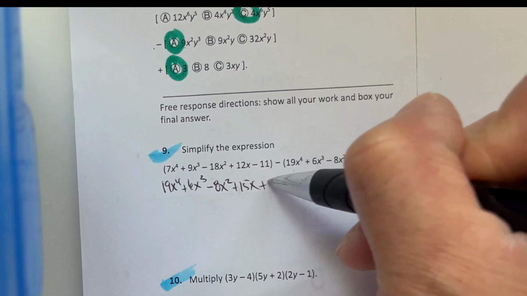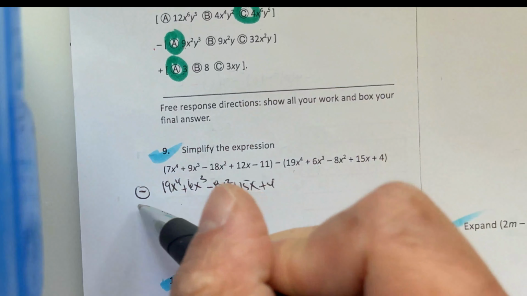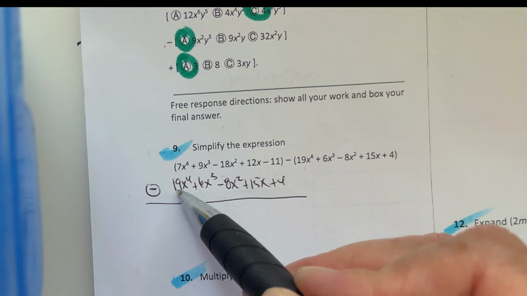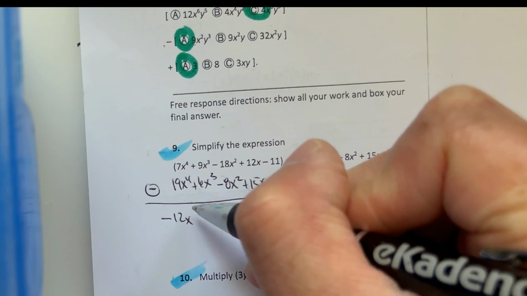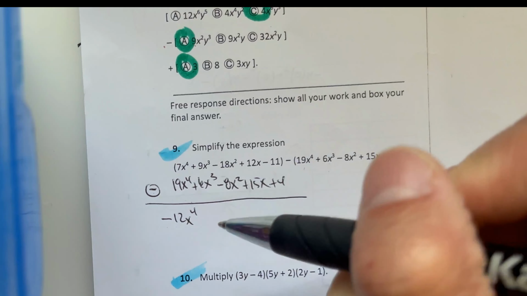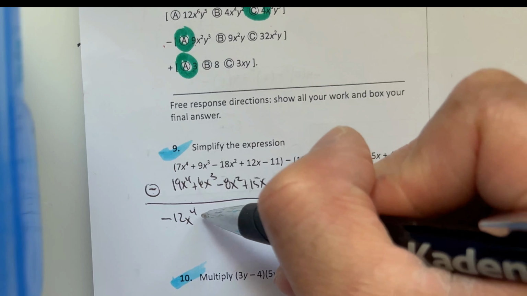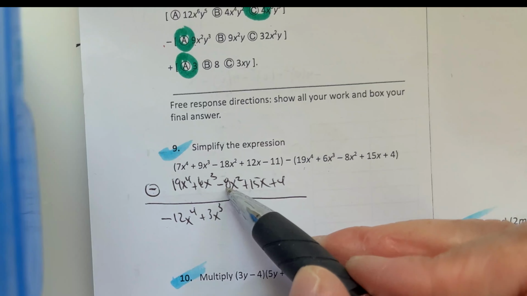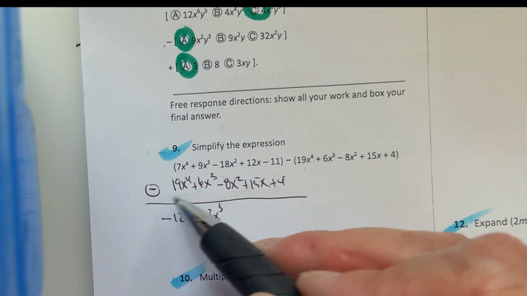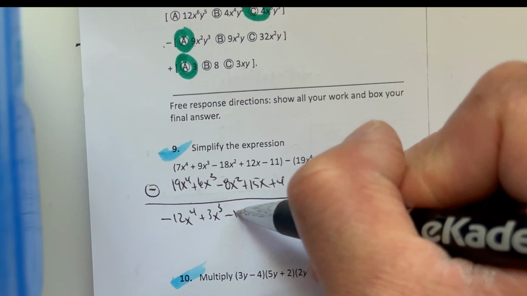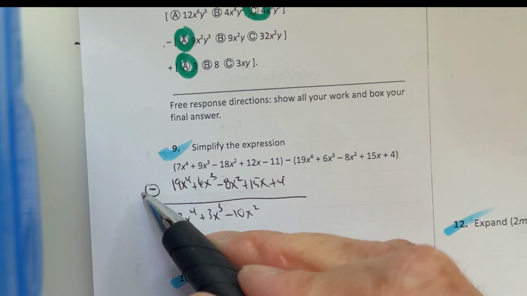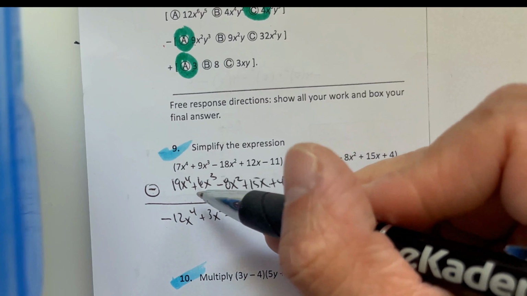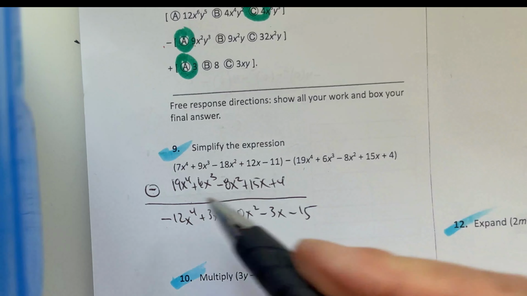No x. And we have to be careful that you are subtracting. 7 minus 19 is negative 12, and these will stay the same. 9 minus 6 is positive 3. Negative 18 minus 8. Again, if you struggle with that, put it in your calculator, they'll become positive 8, so that's negative 10x squared. 12 minus 15 is negative 3. Negative 11 minus 4 is negative 15.